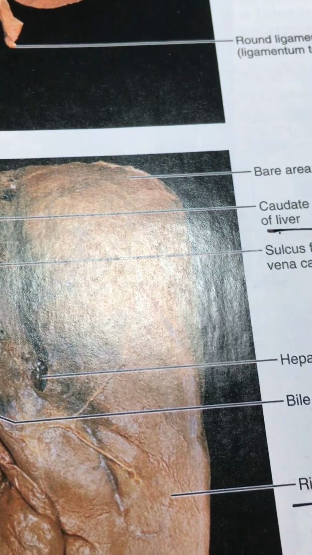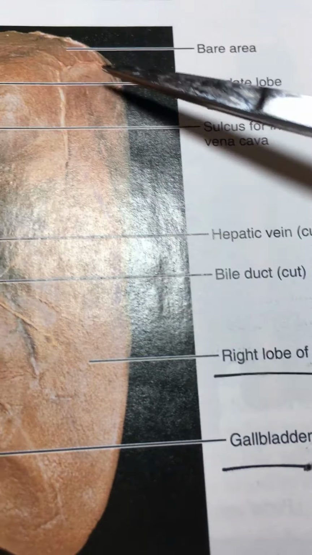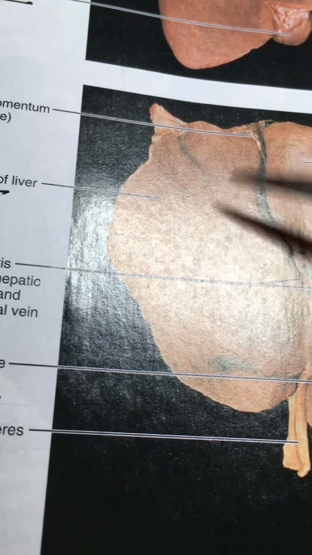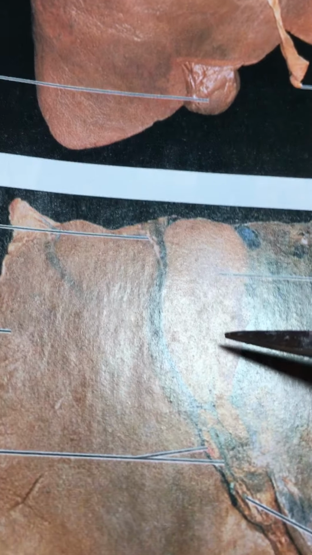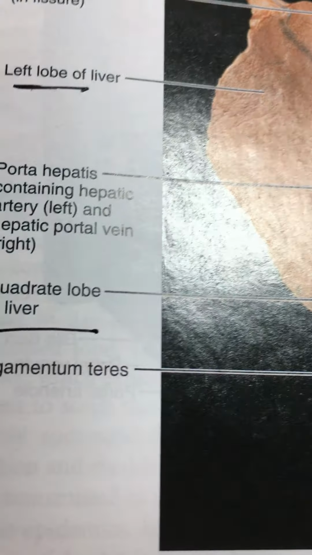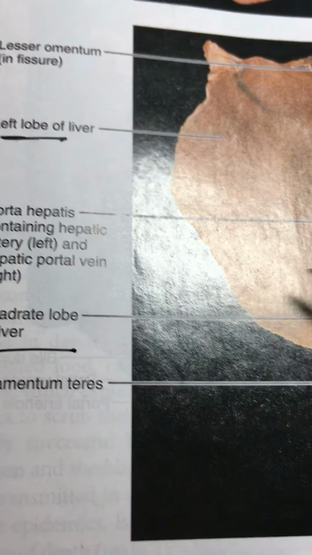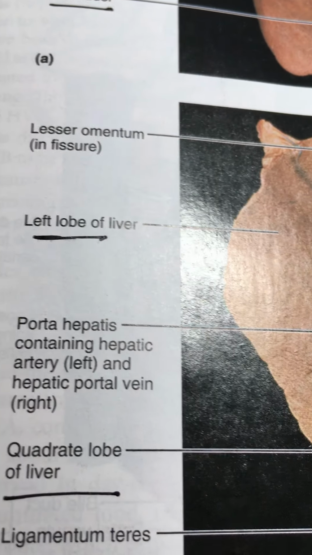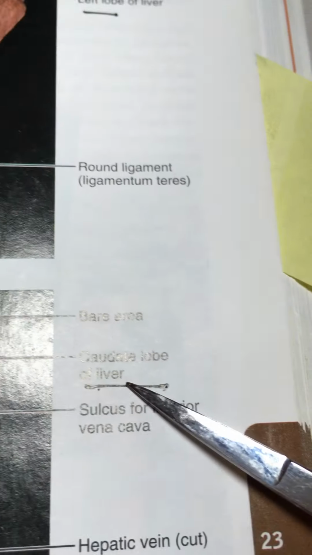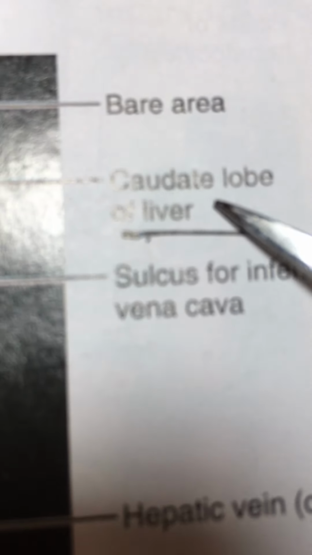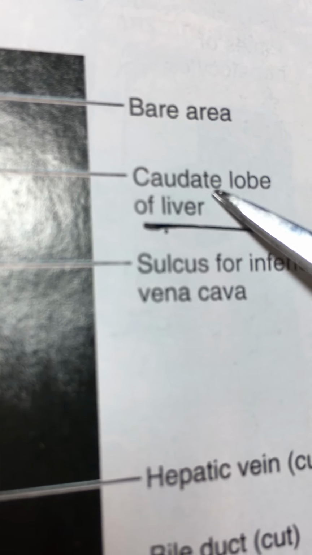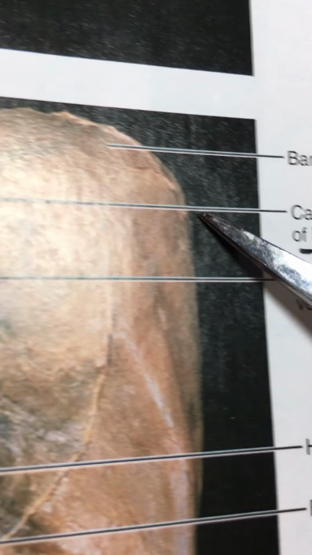Okay, and so here we have the liver again. This time it's flipped over, and now this is the right lobe. We're looking at it from underneath. This is the left lobe. This is the caudate or posterior lobe, and this is the quadrate or little square lobe. So quadrate over here is the left lobe, and then over here, can you read that? There it is. Caudate lobe of the liver, and that's in the way back here.